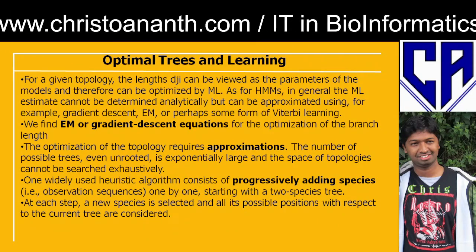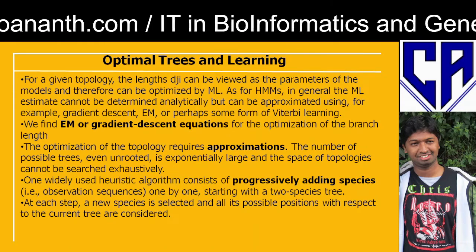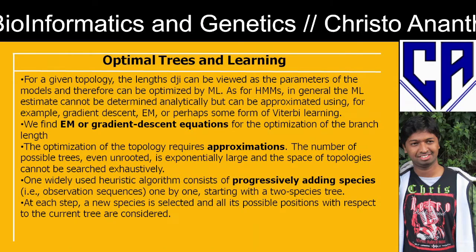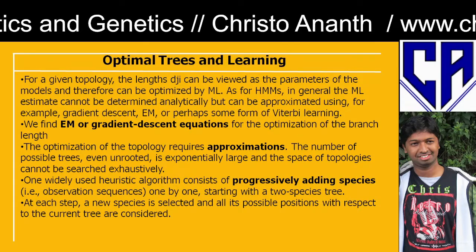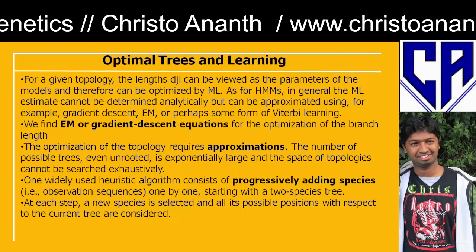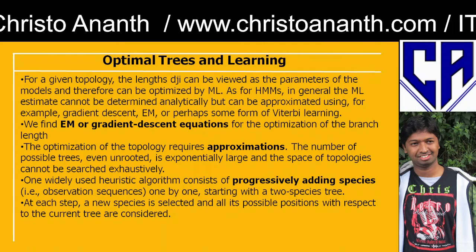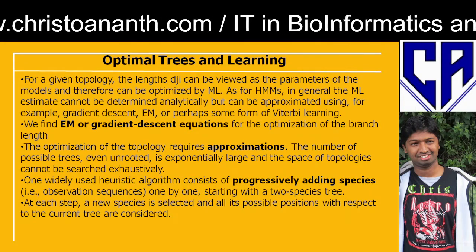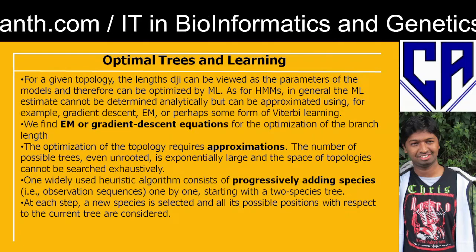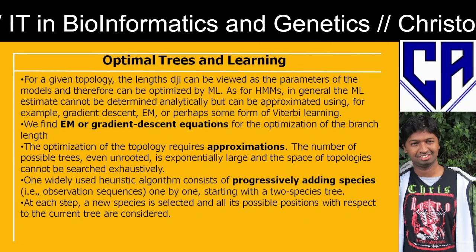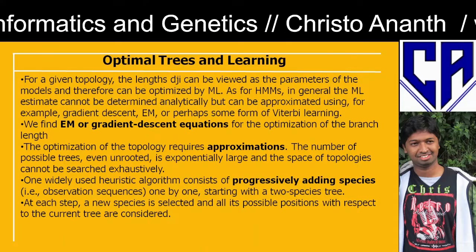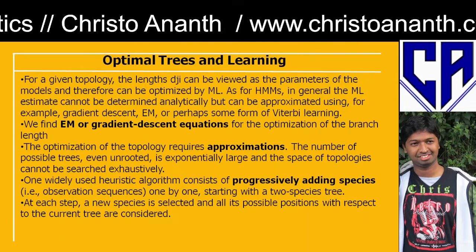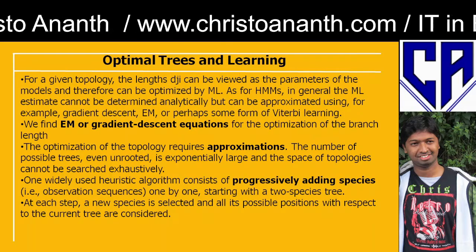For this we'll have the expectation maximization step. I think in the previous class I discussed the E step and then the M step, so it is the EM step. It actually comes from the gradient descent equations for the optimization of the length of the branch. We'll also have optimization of the topology, which generally requires approximations. For example, whether it is rooted or unrooted, the number of topologies is exponentially large, growing in size.